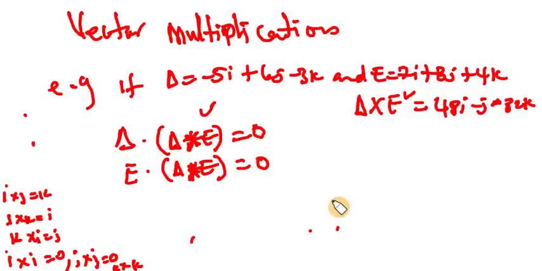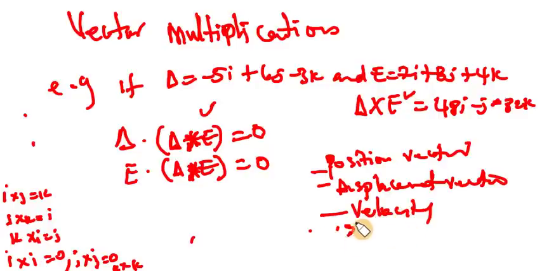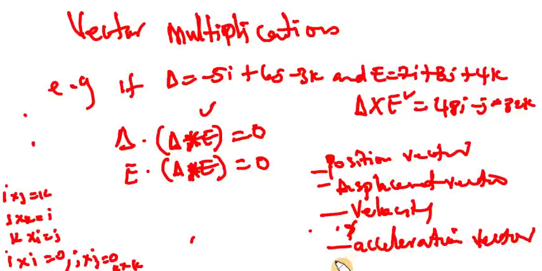In our next video, we shall be looking at the idea of position vector, displacement vector, velocity vector, and acceleration vector. So when we are done with this, we now look at how to find curl of vector field, gradient of scalar field, and divergence of vector field.